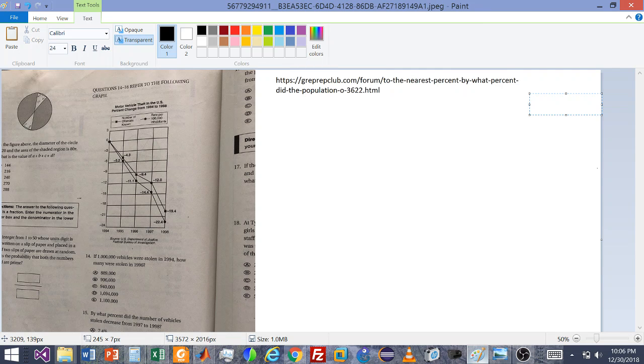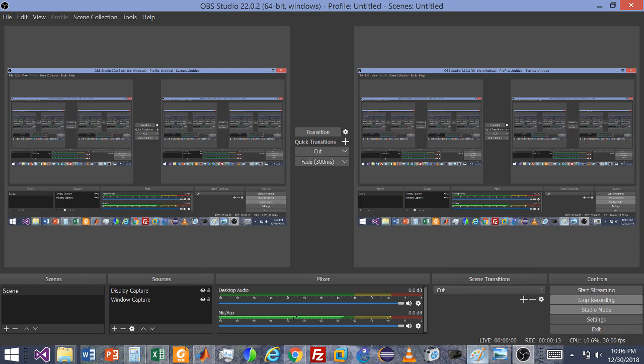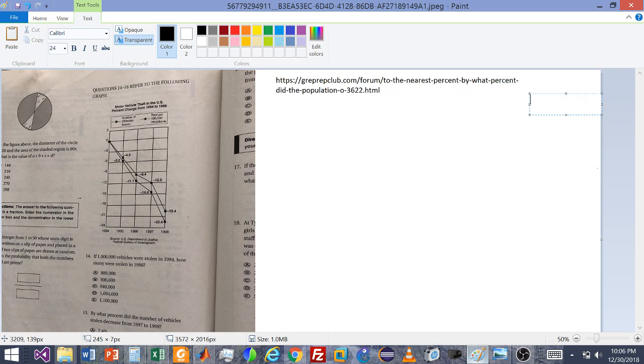Okay, we're going to cover this one now. So this is number 16, but it depends on the graph on the page to the left of it for both 14, 15, and 16. It's this one right here. The question is, to the nearest percent, by what percent did the population of the United States increase from 1994 to 1998? But the information that they give us is relative to car thefts.